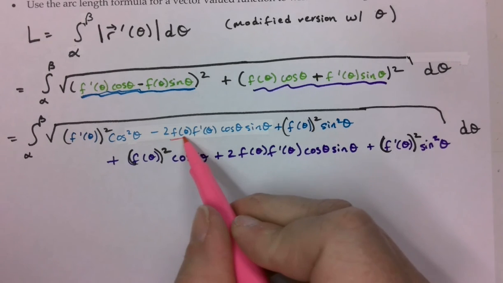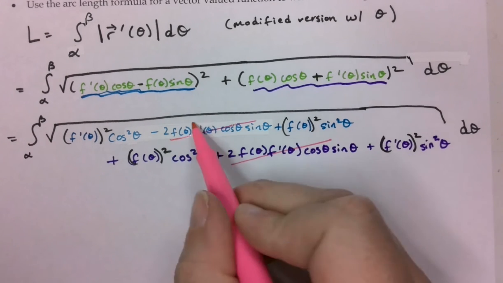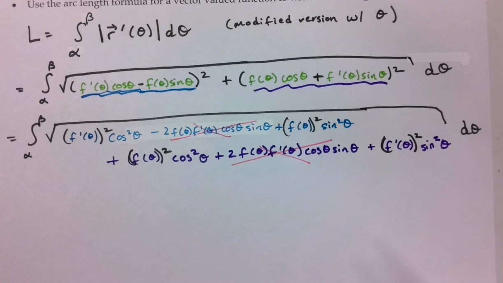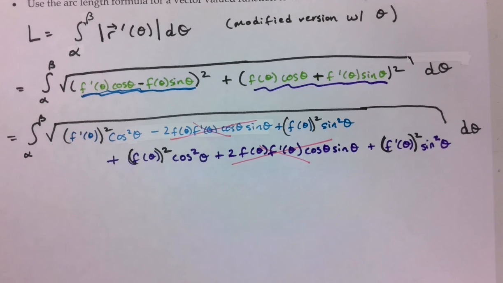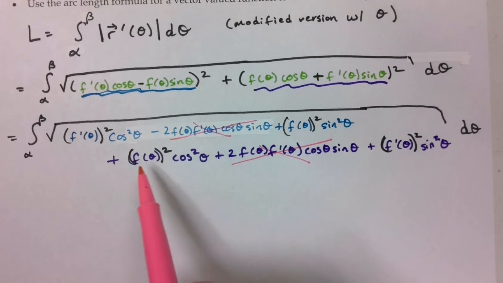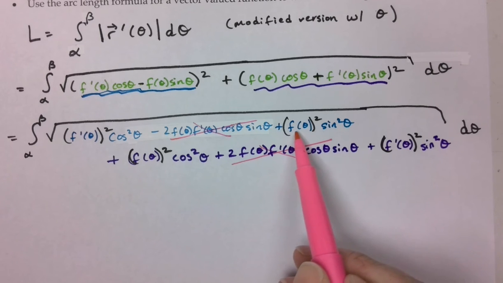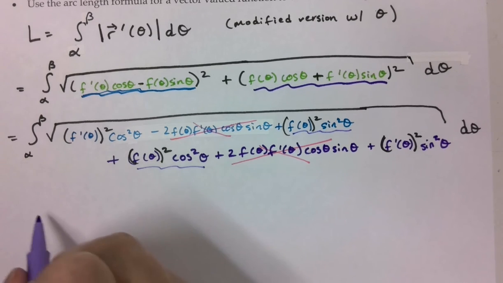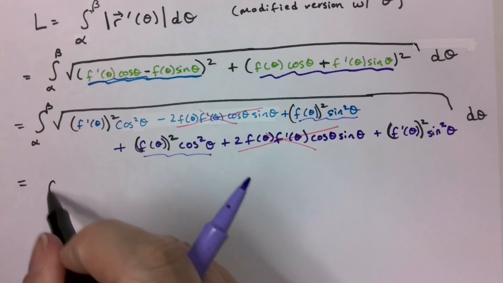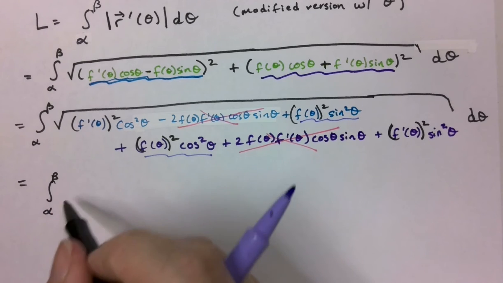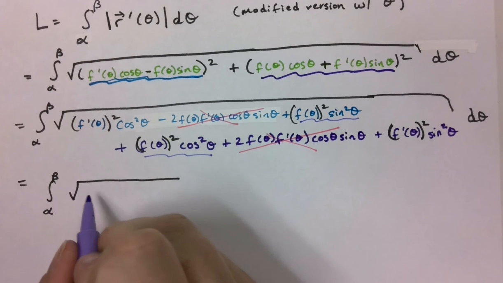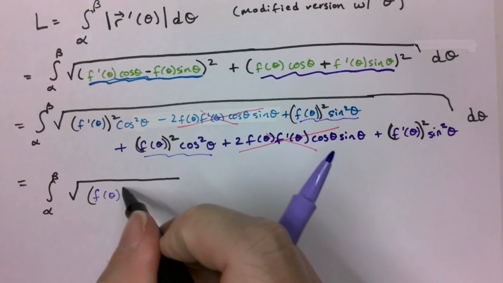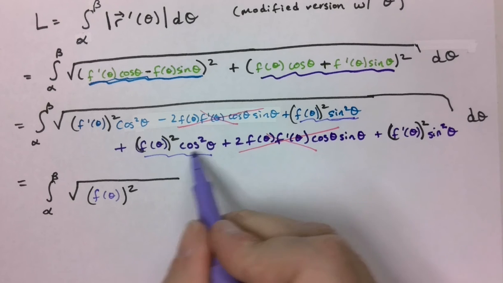If you look at this bit right here and this bit right here, they're the same. So minus 2 of that plus 2 of that, it's all gone. And then I'm going to combine together some like terms. So the sine squared one and the cosine squared one. So let me put them together. This one right here and this one right here. So it'll be the integral from alpha to beta, big square root. It'll be f of theta squared, because they both have an f of theta squared, and then it'll be sine squared plus cosine squared.